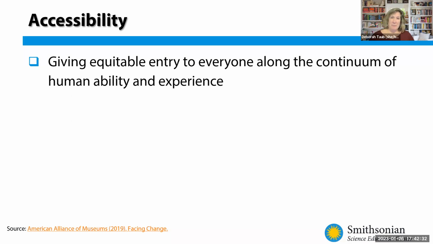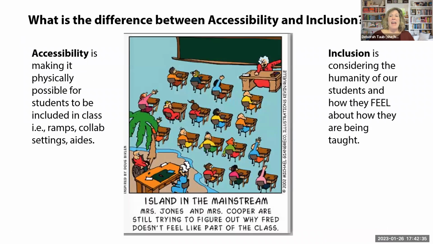So now you can go to the next slide. And when we look at it, accessibility is really about that physical piece, right? It's possible for students to get to class, they can move through class, they can access resources. All of that is that physical accessibility piece. Inclusion, on the other hand, which Allison's going to dive into even more, is considering the humanity of our students and the equity issue around being in that space, how they feel about what they're taught, how they feel about what is happening, the relationships that happen in the classroom.